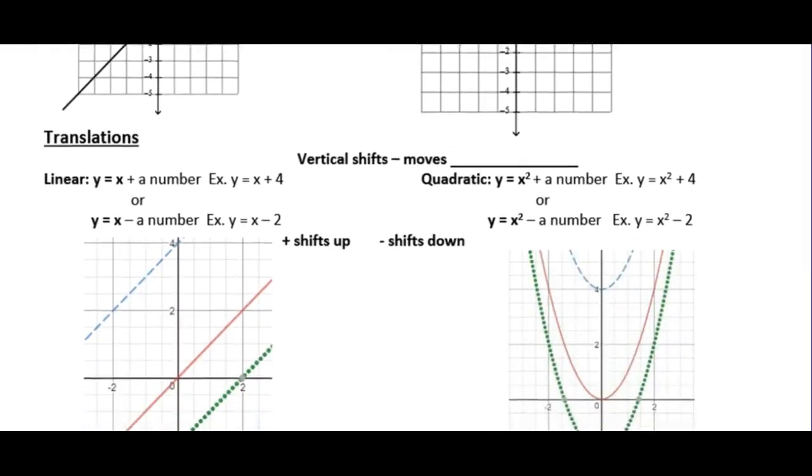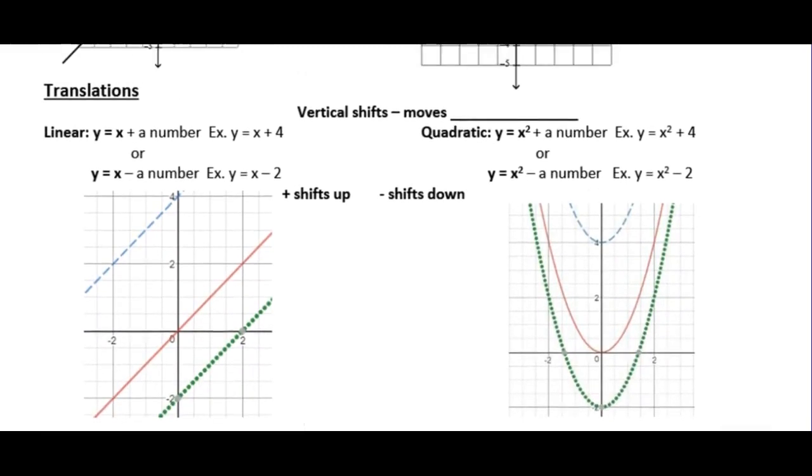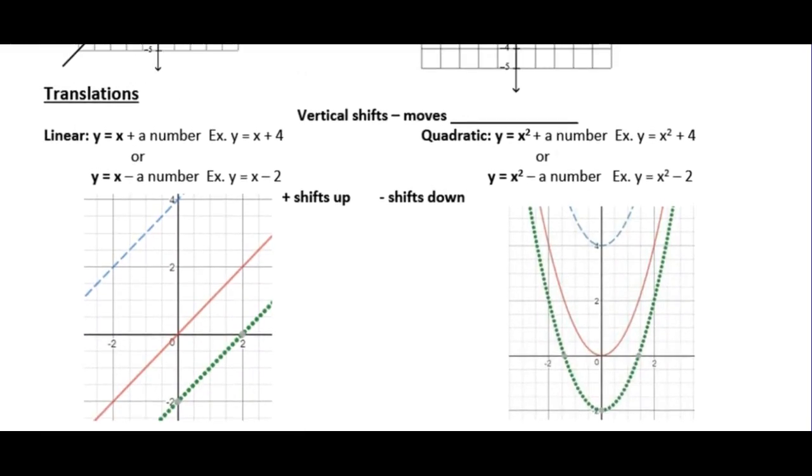The first type of transformation we're going to look at is a translation. There are two types of translations. There are those that go vertically, or up and down, so vertical shifts move up or down. And then there are those that go horizontally. For a vertical shift on a line, if it's a vertical shift up, it moves up. If it's a vertical shift down, the line would move down.